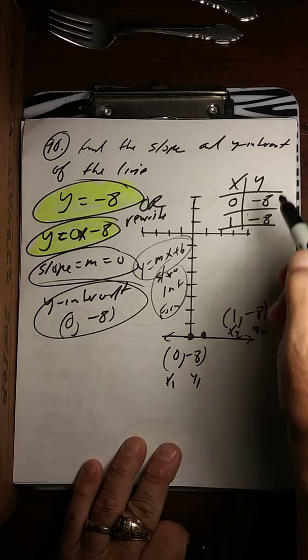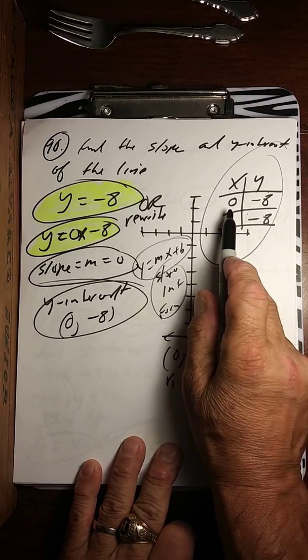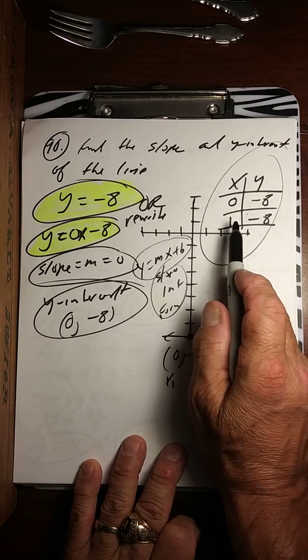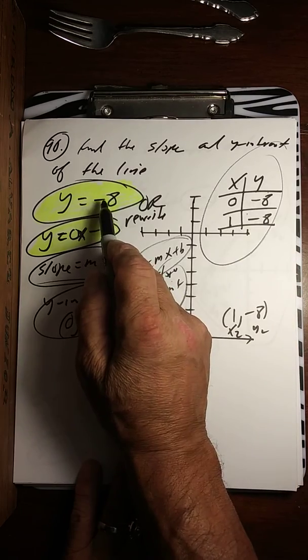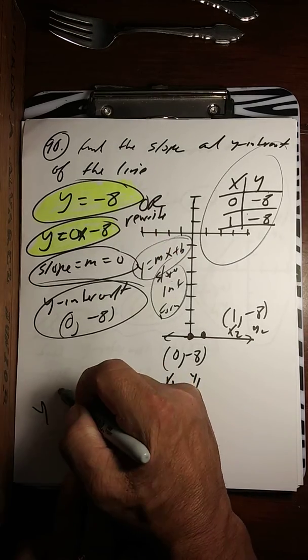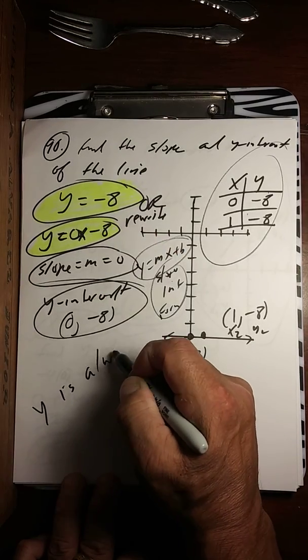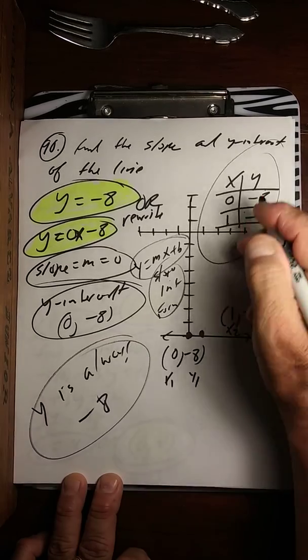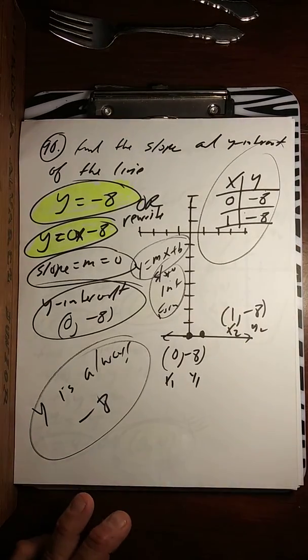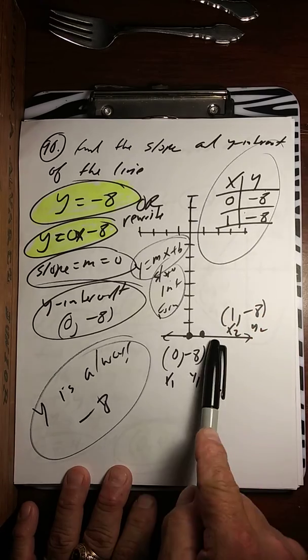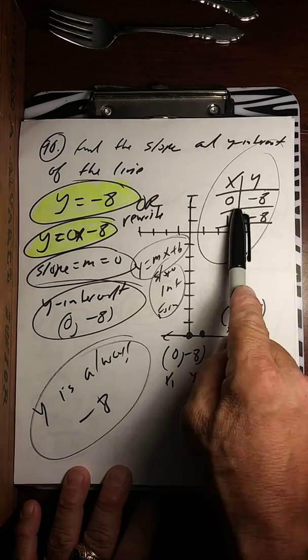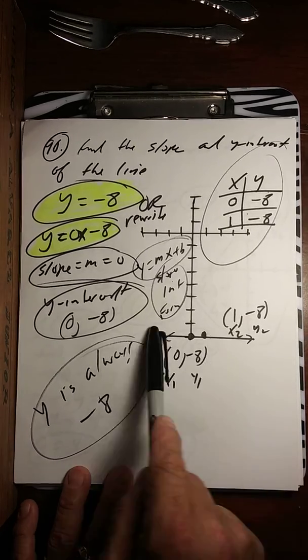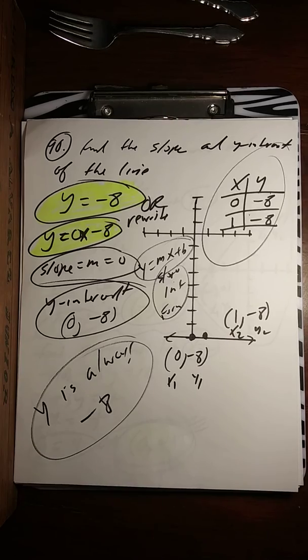So from there we have points. At 0, it's -8. At 1, it's -8. It's always, y is always what? Y is always -8. So -8, -8. Again, the number you want for the x. So 0 and -8, 1 and -8, 2 and -8. It's just a line going like this. Horizontal line.